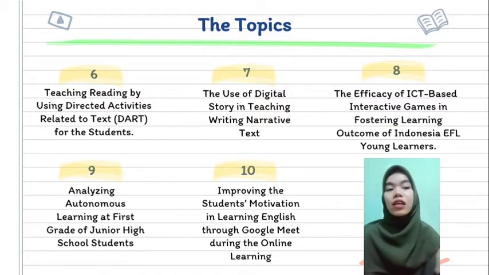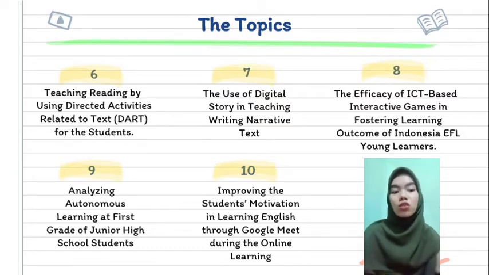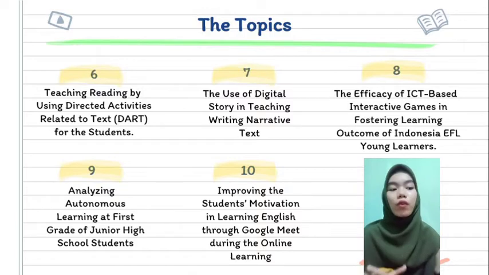So, next, the sixth is teaching reading by using directed activities related to the text or the ART for the students. And the seventh is the use of digital story in teaching writing narrative text. And the eighth is the efficacy of ICT-based interactive games in fostering learning outcome of Indonesia EFL young learners. And the ninth is analyzing autonomous learning at first grade of junior high school students. And the last one is improving the students' motivation in learning English through Google Meet during the online learning.